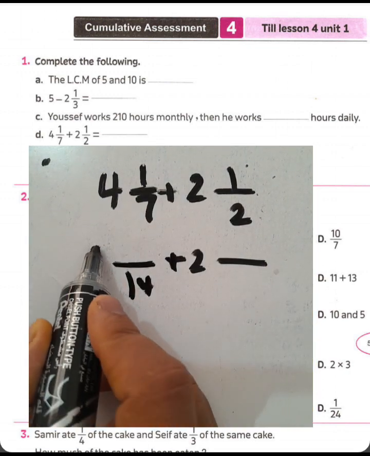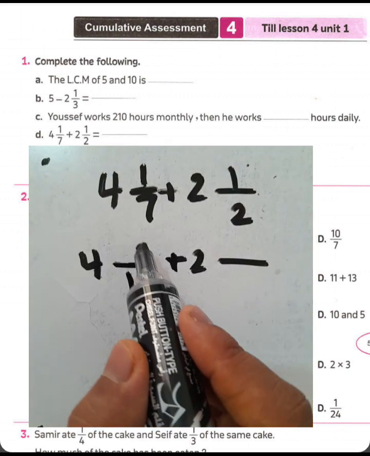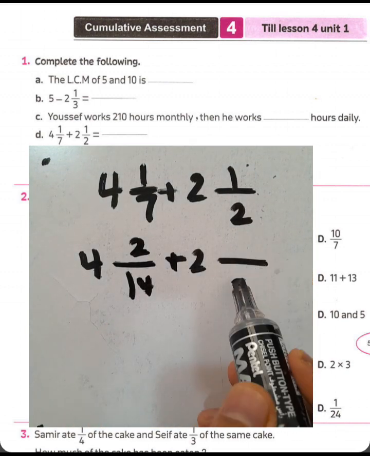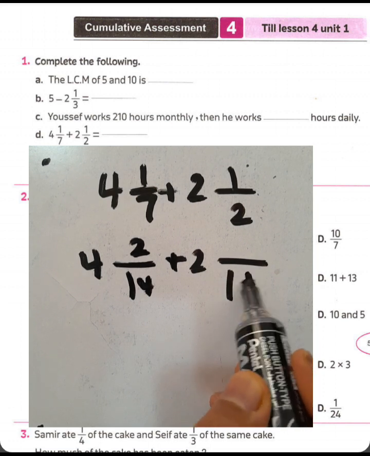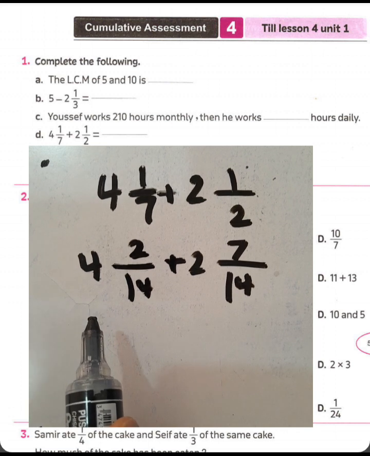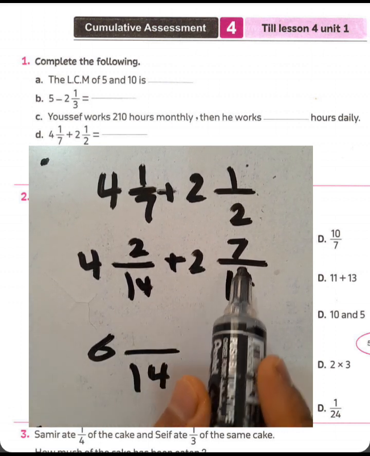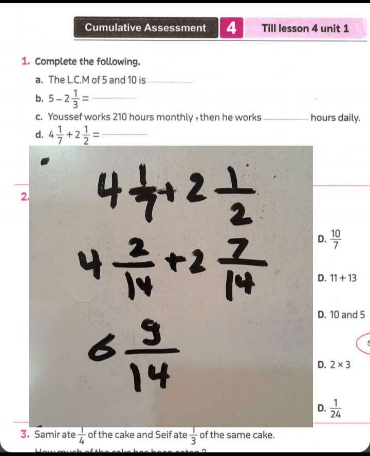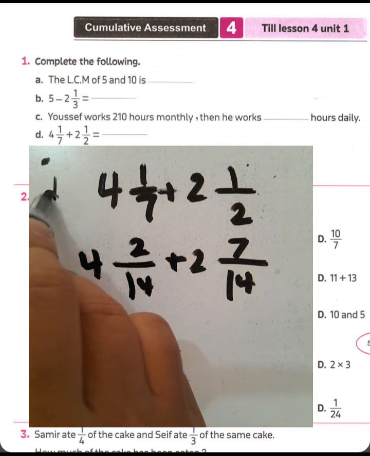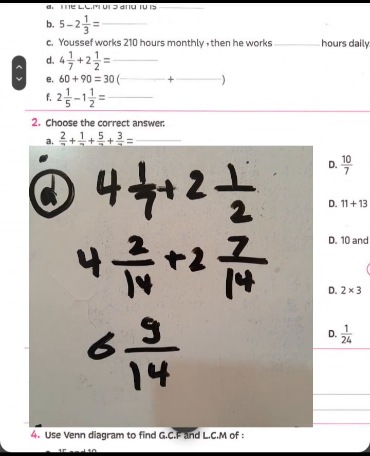Okay, then you can convert 1 over 7 to 2 over 14 by multiplying by 2. 2 times 1 equals 2. 2 times 7 equals 14. 1 times 7 equals 7. And then we add 4 plus 2 equals 6. And write 14 here. 7 plus 2 equals 9. The result will be 6 and 9 over 14. That is the result for letter D. Next question here.